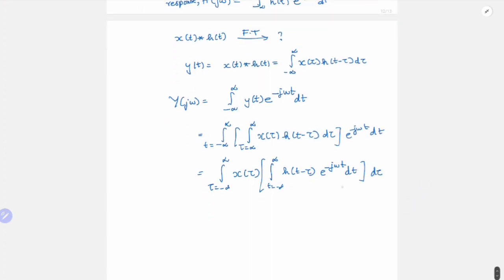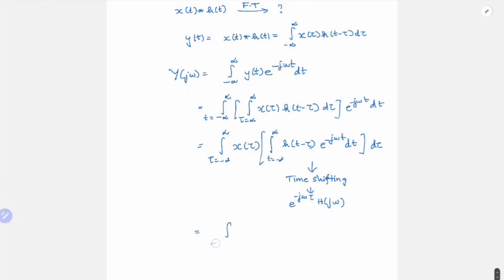So now let us try to evaluate this integral. This is nothing but time shift, right? Time shifting property we can use, and what do we get? We get e power minus j omega tau H of j omega, right? So this is nothing but tau equal to minus infinity to infinity x of tau e power minus j omega tau H of j omega d tau.